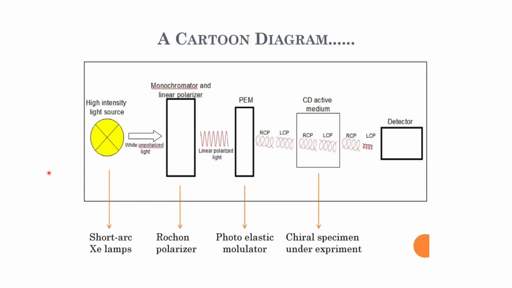So here's a diagrammatic representation. Light sources like short arc xenon lamps emit the light, and white unpolarized light is passed through the monochromator and gets linearly polarized. The linearly polarized light then passes through the photoelastic modulator, which gives circularly polarized light, both RCP and LCP. This then passes through the chiral specimen under experiment, and finally it passes through the detector.